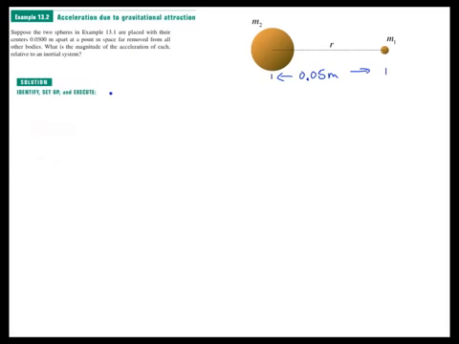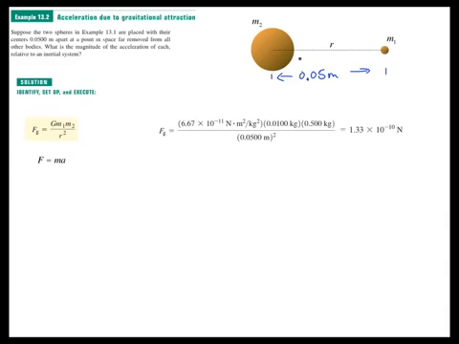So the two equations that we'll need for this problem are Newton's theory of gravity, equation 13.1, and Newton's second law, from which we can calculate the accelerations. We already calculated the force between these spheres in the previous problem, and it was this small value, 1.33 times 10 to the minus 10. This is only the magnitude of the force.